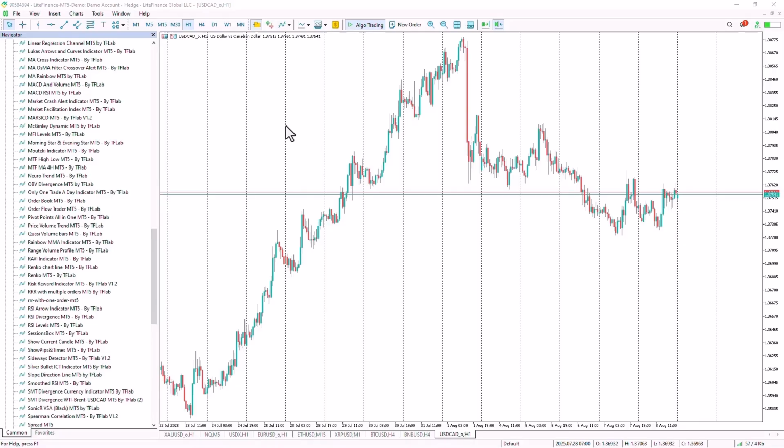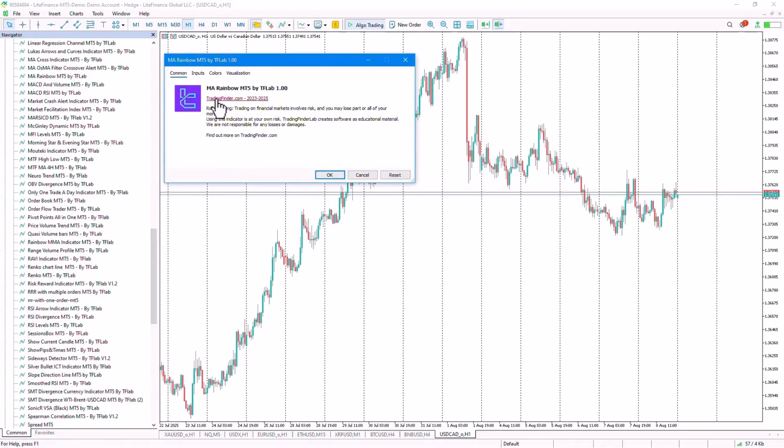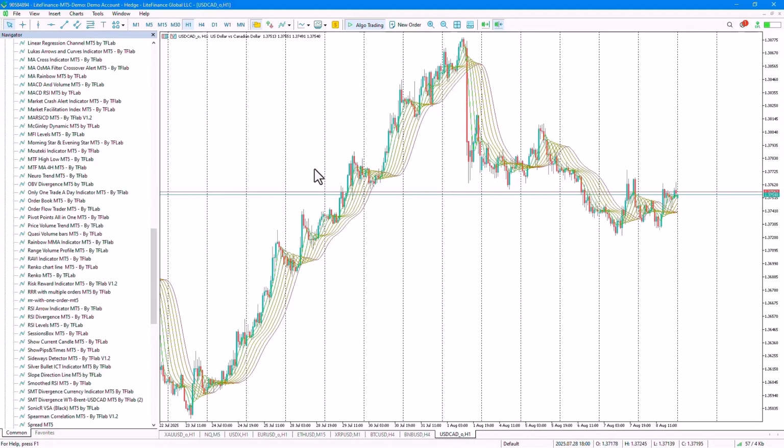From the Navigator section, we select the indicator file and by dragging it onto the chart, we run the indicator. Once the indicator is running on the chart, it starts drawing the moving average lines on the price chart.